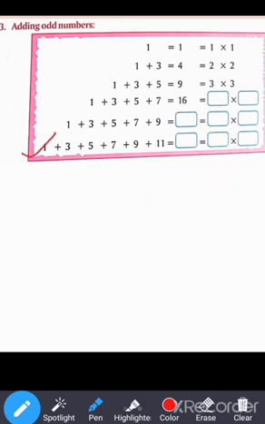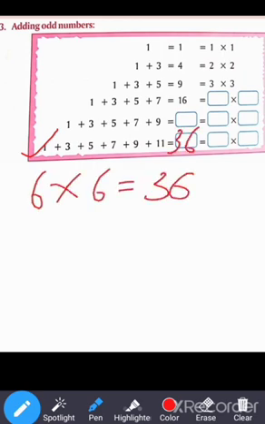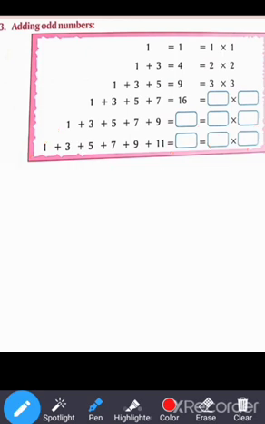Understood? Here we are adding 6 numbers. So 6 into 6, our answer will be 36. So 36 we are going to write here and 6 will be here. So by using this pattern, you can find out the addition of any number of odd numbers, but they should be consecutive odd numbers. It means we are not leaving any odd number in between. Then we can easily find out the addition without actual addition.